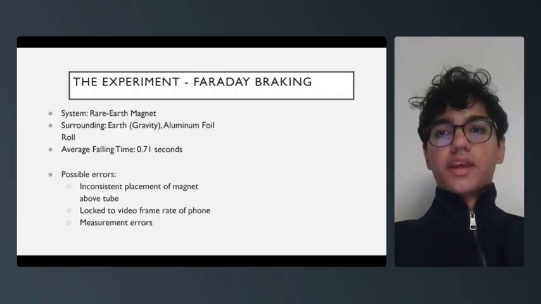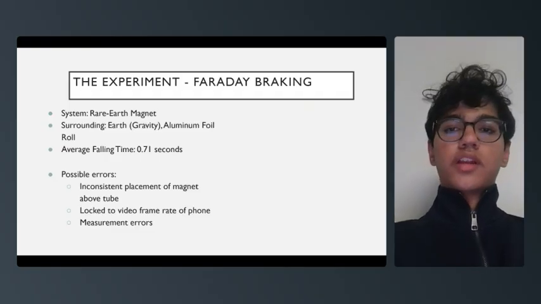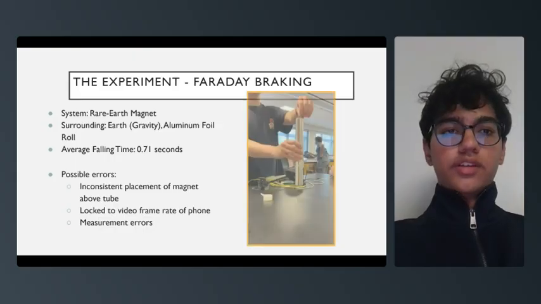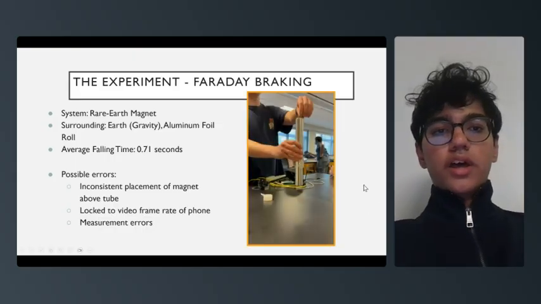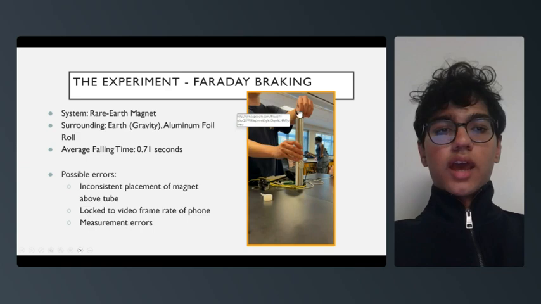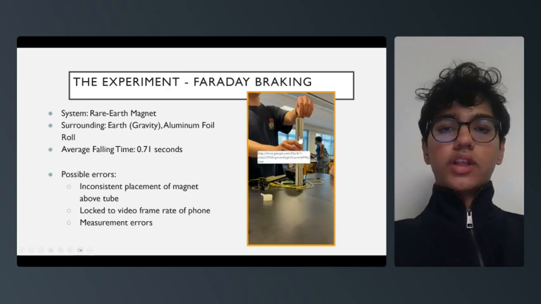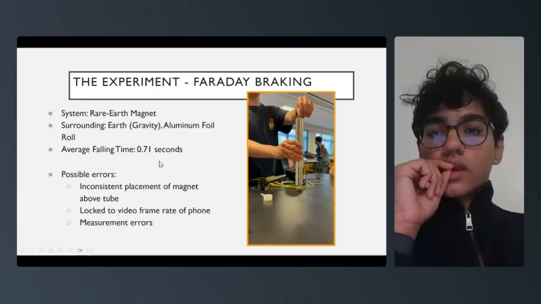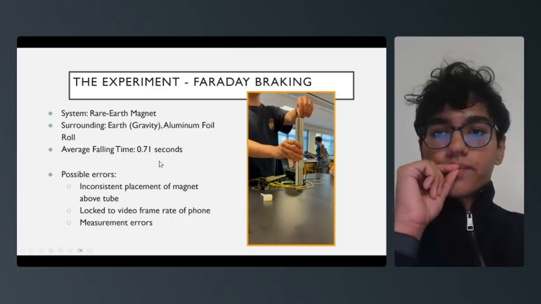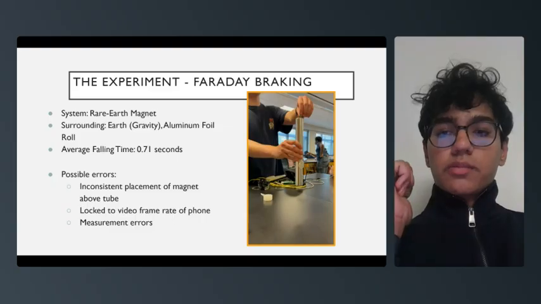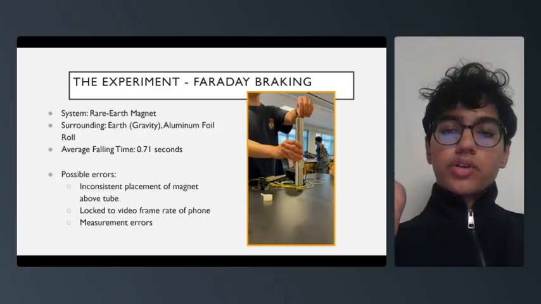Experiment, Faraday braking. The system is a rare earth magnet surrounded by an aluminum foil tube. As you can see in the photo, the magnet is dropped, and then the falling time is recorded and averaged. Possible errors could be due to inconsistent placement of the magnet above the tube, the frame rate of the phone video, or measurement errors.